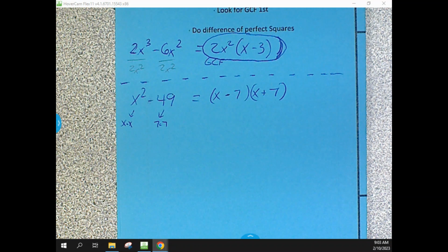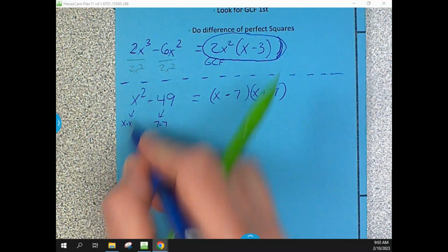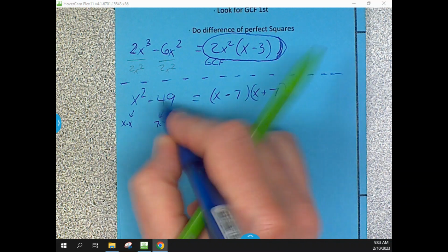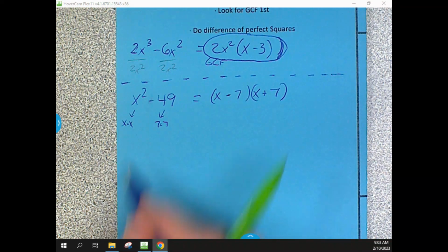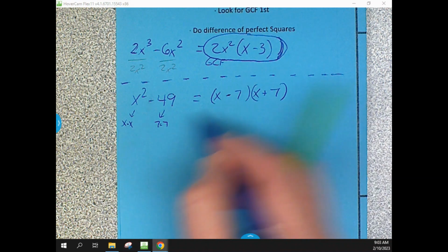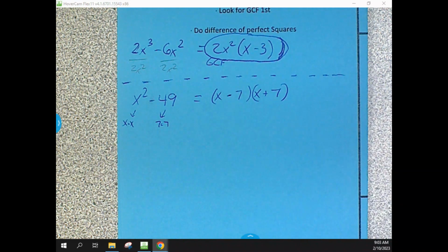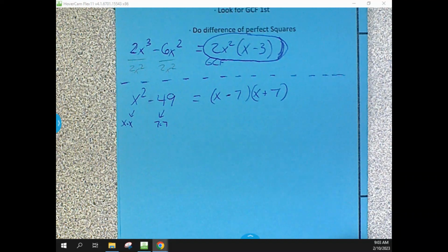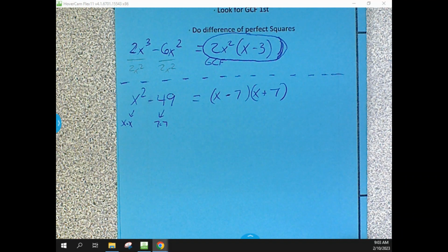And that's it. Most people go, what do you mean that's it? That's all you do. Because it's a number times itself, and the second one's a number times itself. The first number will be first, and the second number will be second in parentheses. And again, one's a plus, one's a minus. Which one you put first doesn't matter. That's all it's going to be.